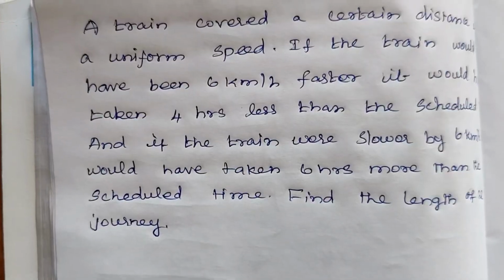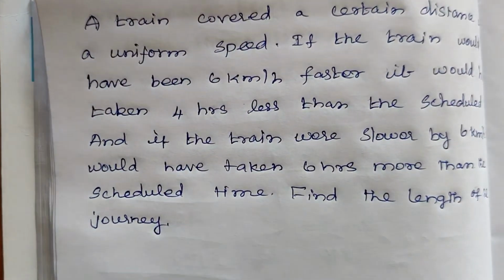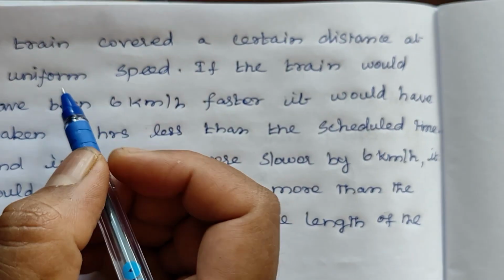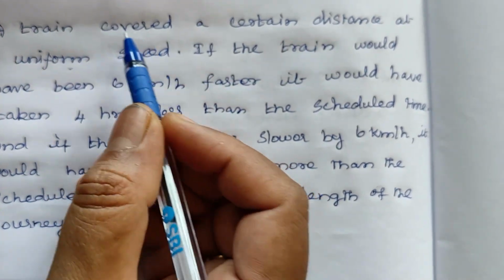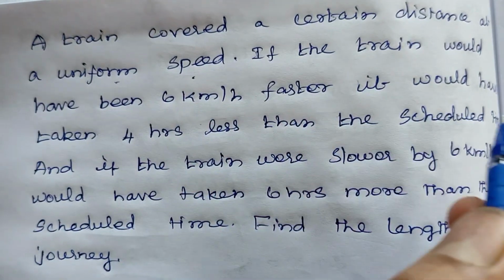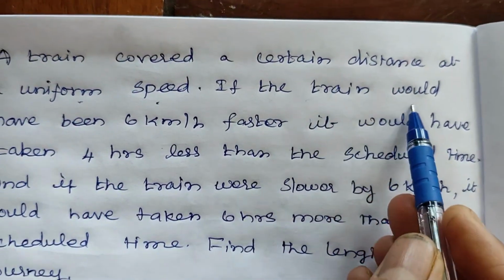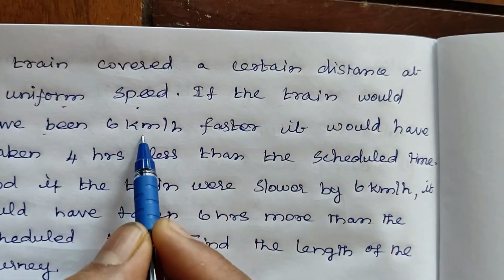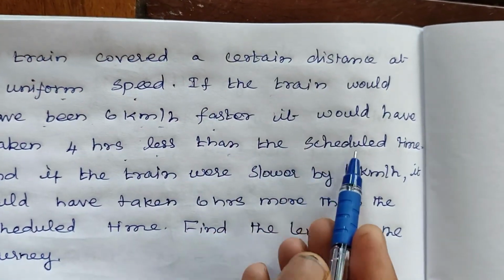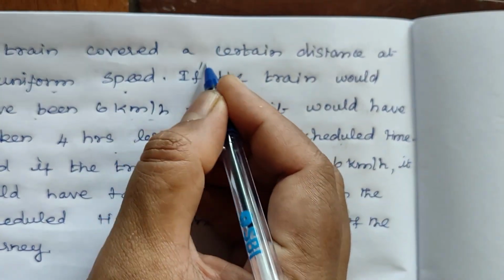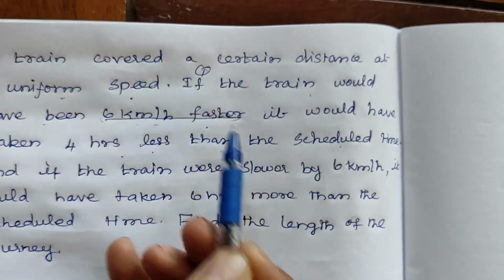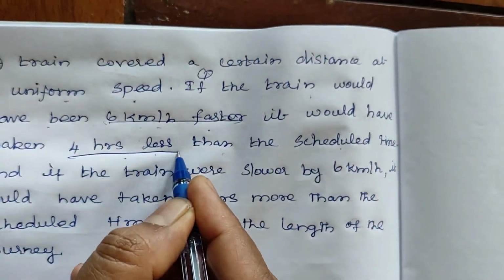I am going to take a 10th standard problem. A train covered a certain distance at a uniform speed. If the train would have been 6 km per hour faster, it would have taken 4 hours less than the scheduled time. That is the first condition given.